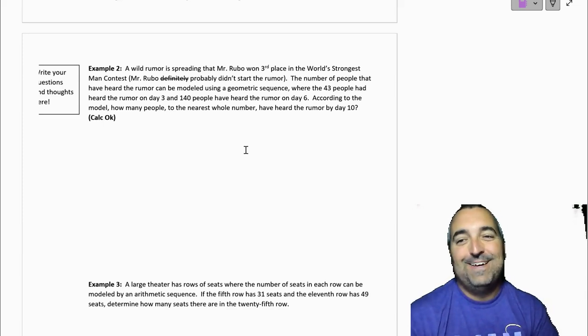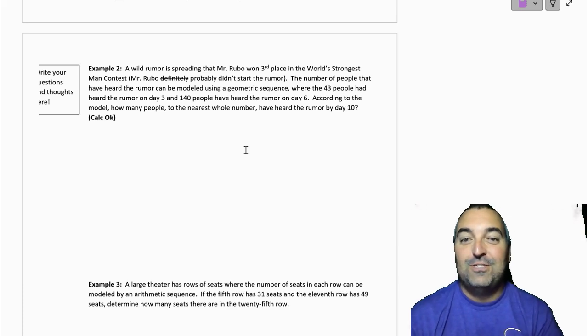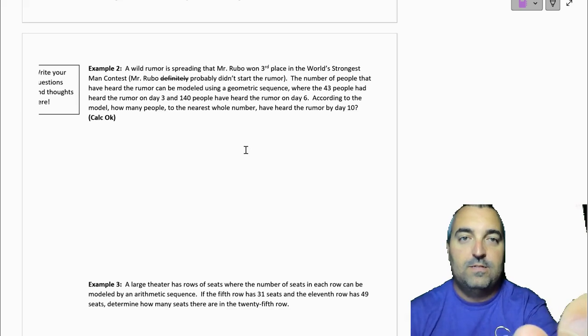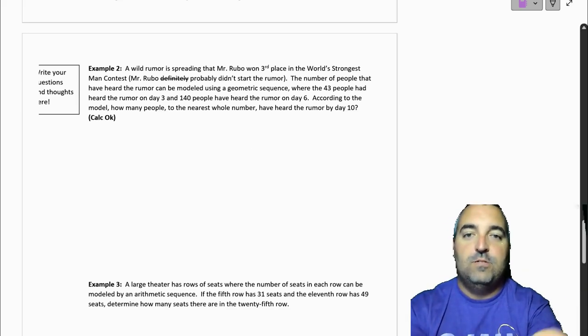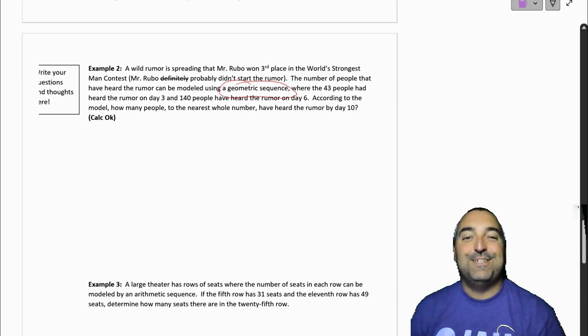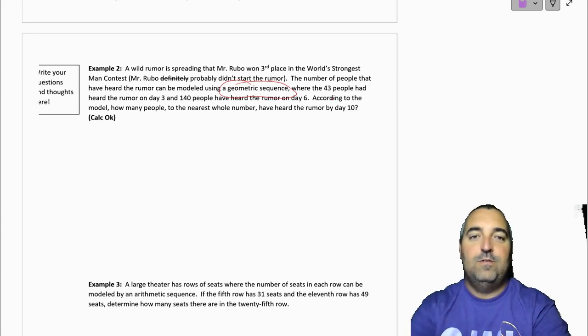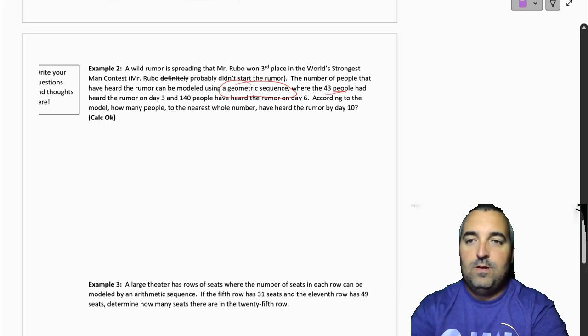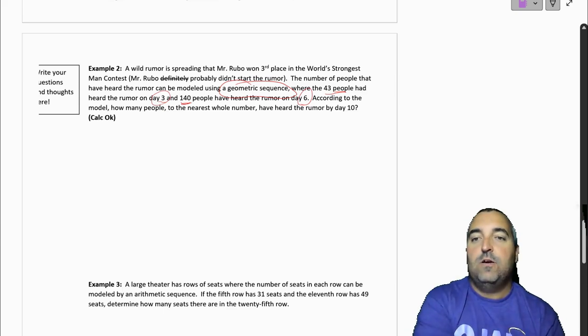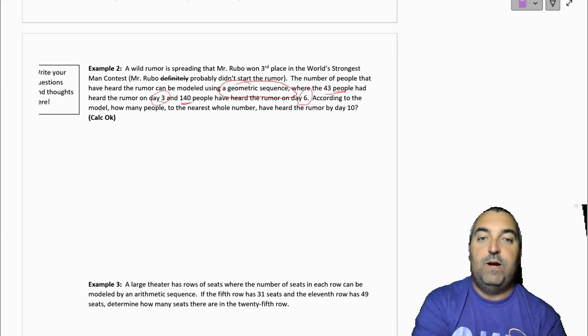The number of people that have heard the rumor can be modeled using a geometric sequence. So right there, that's really important. That, uh, Mr. Rubo's really strong. Just kidding. That we're using a geometric sequence where 43 people had heard the rumor on day 3 and 140 had heard it on day 6. According to the model, how many people to the nearest whole number have heard the rumor by day 10?